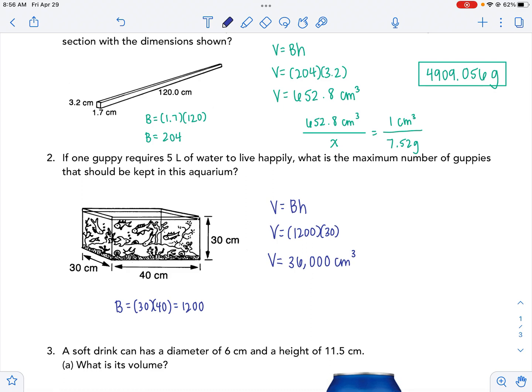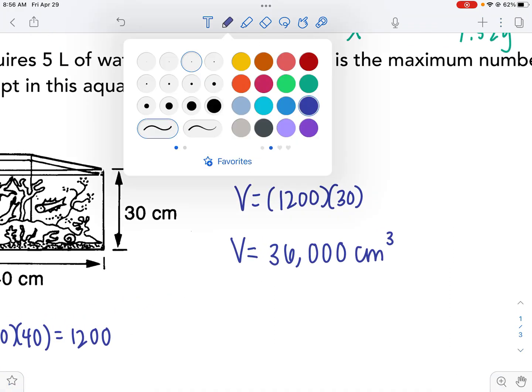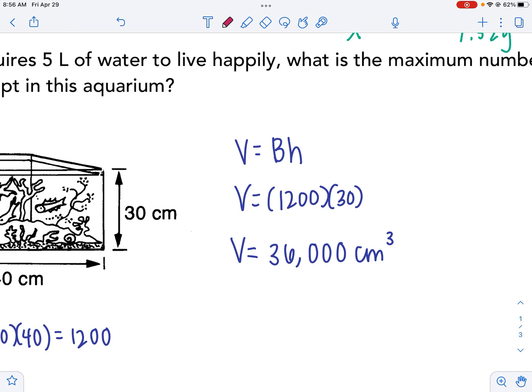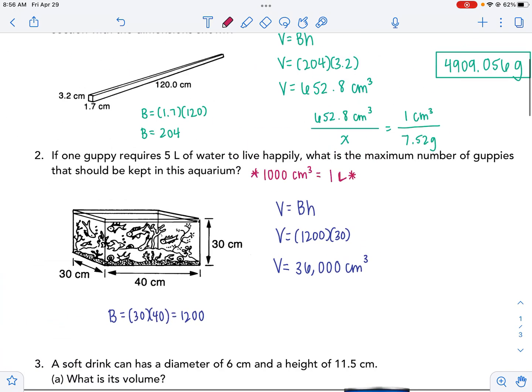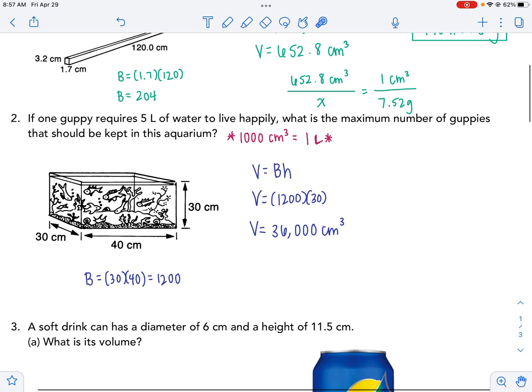Okay, now the question says how many guppies am I going to keep in this aquarium? And one guppy requires 5 liters of water. So we don't have the same units here because I found centimeters cubed and this problem talks about liters. So 1,000 centimeters cubed is 1 liter. And that's not something that I would expect you to know. That's something that would typically be provided to you in a problem like this. Like on the previous problem, they told us what 1 centimeter cubed was and the mass of it. So for this particular problem, 1,000 centimeters cubed is 1 liter.